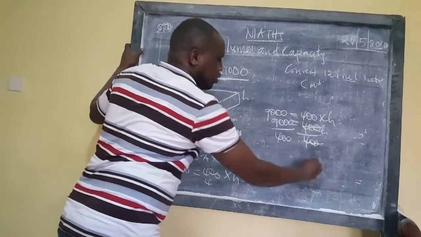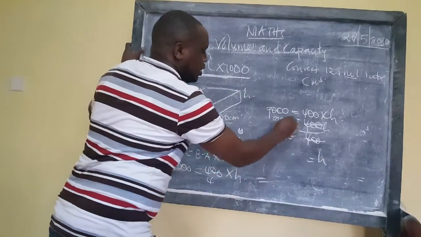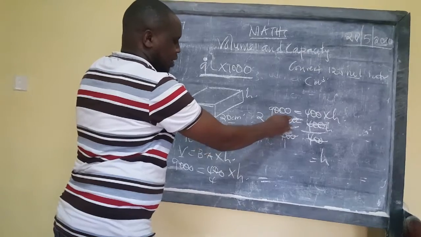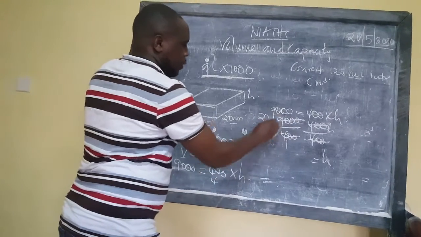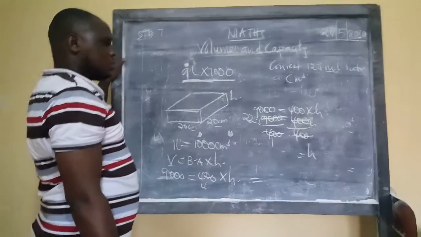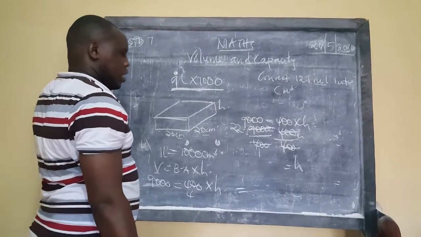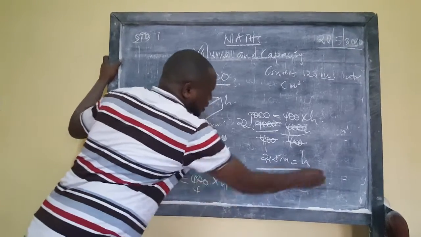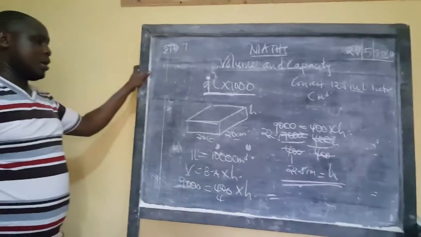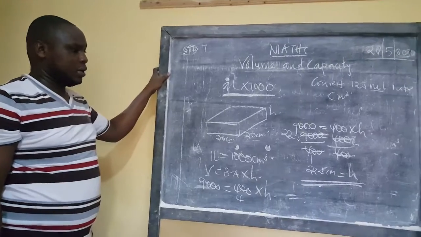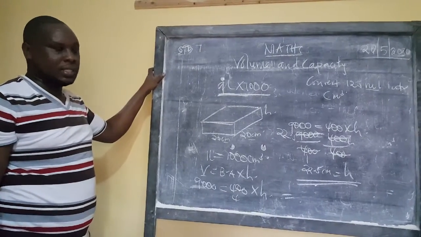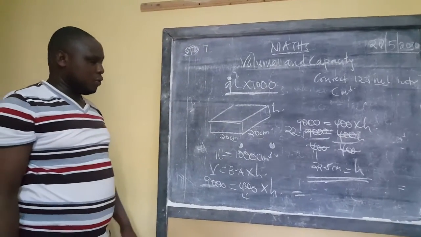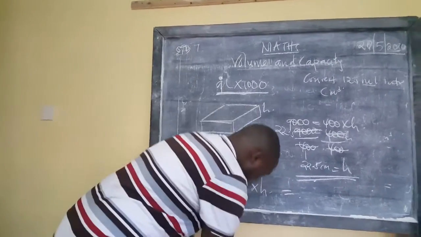So this and this will cancel. Remain with h is equal to, this and this will cancel. 9 by 4, 1 by 4... 2 fours are 8, 10. Also 2 fours are 8. We are going to get h is 22.5 centimeters. So that will be our answer. 22.5 centimeters is going to be our answer. So that's how you can convert those things that you're supposed to do.